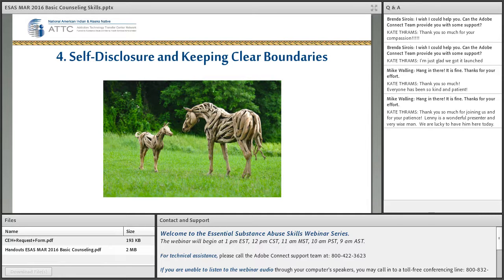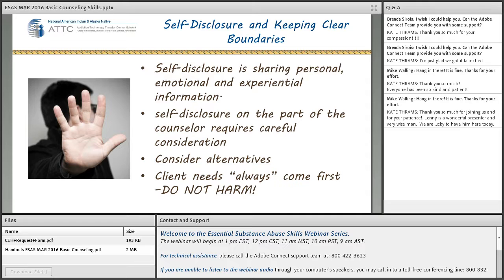Self-disclosure and keeping clear boundaries. Now we're going to talk a little bit about what we can do as counselors. Self-disclosure and keeping clear boundaries is about sharing personal, emotional information with the client. Self-disclosure on the part of the counselor requires careful consideration; consider alternatives. The client's needs always come first. Do no harm.